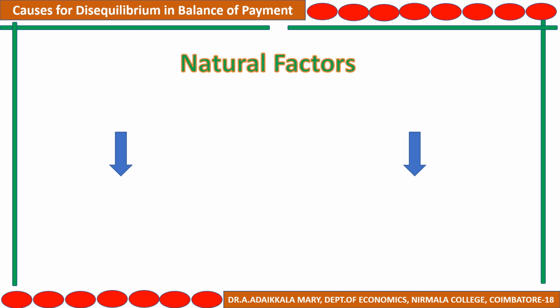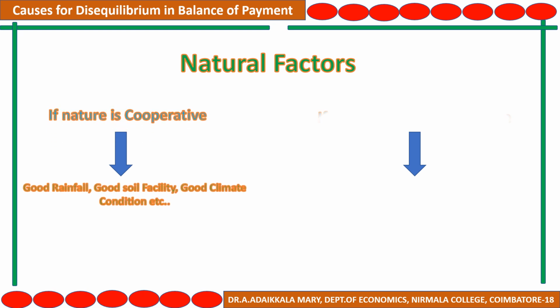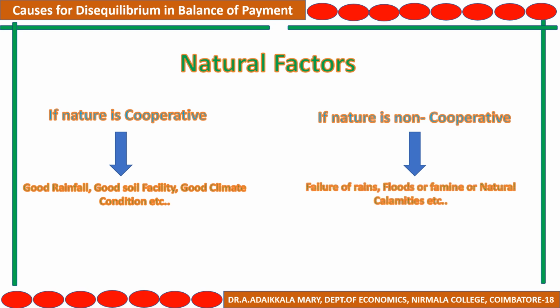So, nature can lead to disequilibrium in the balance of payment if the nature is cooperative or if the nature is non-cooperative. If the nature is cooperative, there is good rainfall, good soil fertility, good climate, etc. So this leads to better development in the agriculture sector as well as in the industrial sector. This increases production as well as the exports in the economy, promoting a favorable balance of payment.